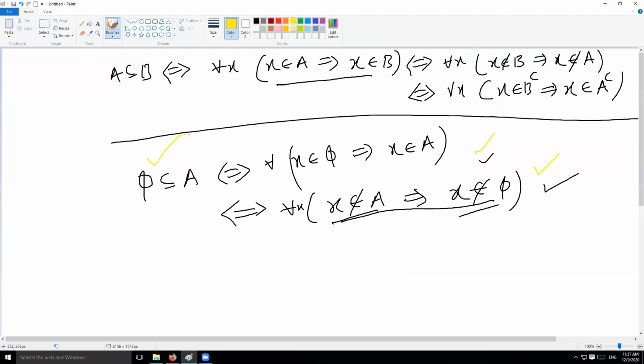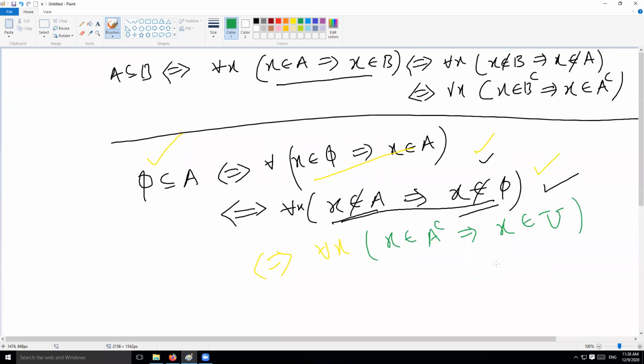Sir, could you explain the last step you did a bit? I have just done the contrapositive of the above statement. Do you understand the contrapositive? Yes sir. Let's say this is the same as for all x, if x belongs to A complement, implies that x belongs to, what would be the complement of phi? The universal set. Okay?